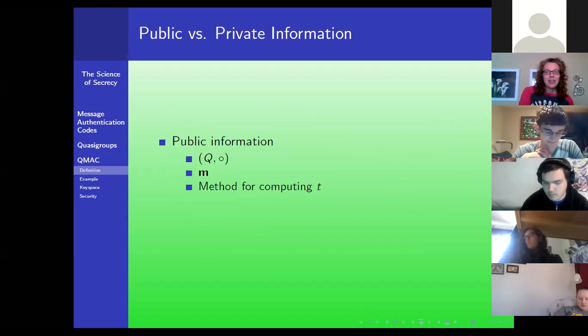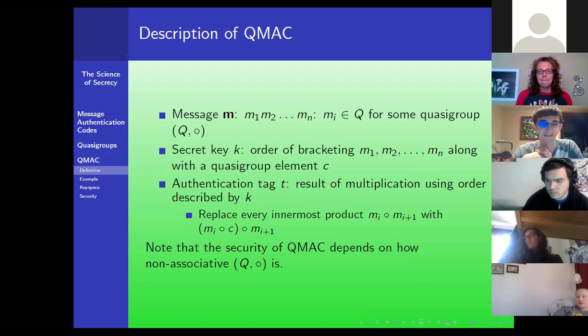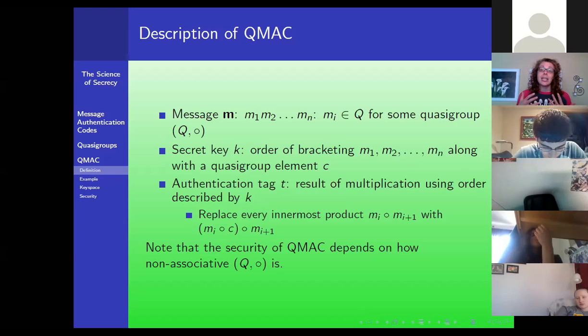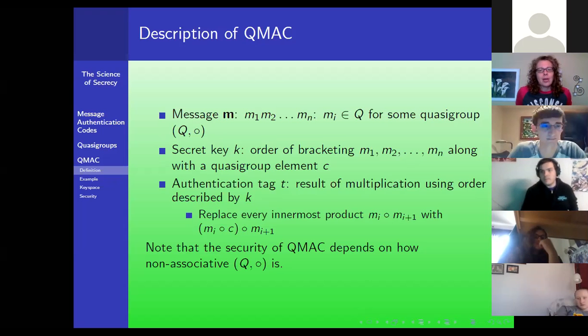Okay, public-private information. Oh, John, one more time. Yeah, so with your C there, if you did have a group that was associative, you'd still have a little bit of security, would you say, with C? Yes, a little bit. Not nearly enough to stand against a brute force attack. So you still want a highly non-associative quasi-group.